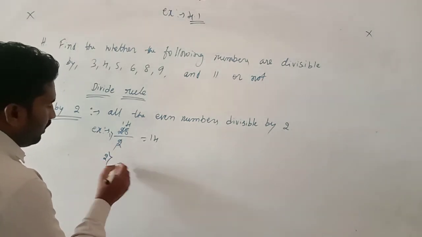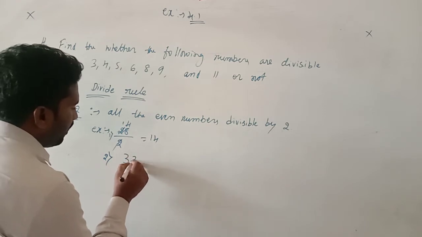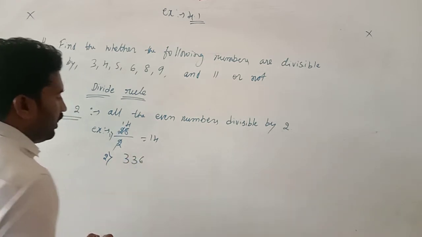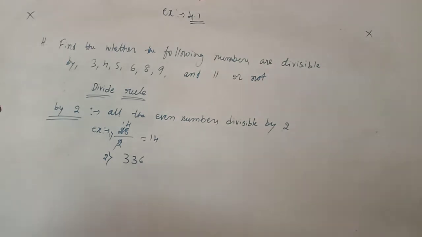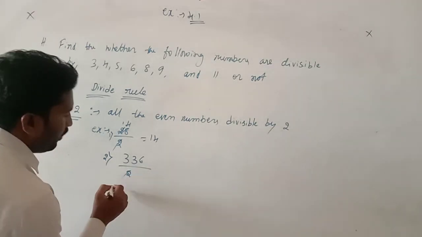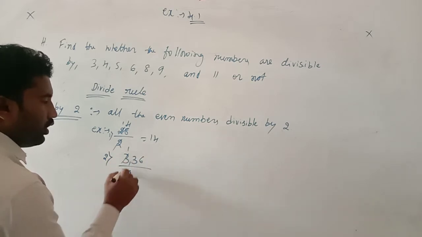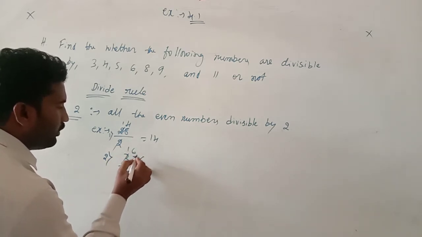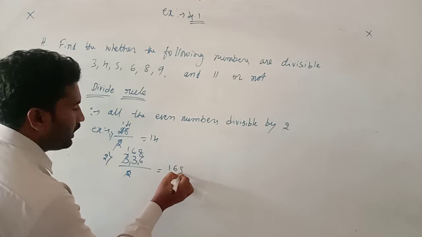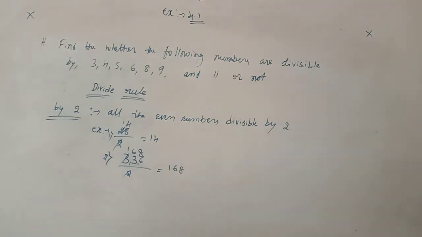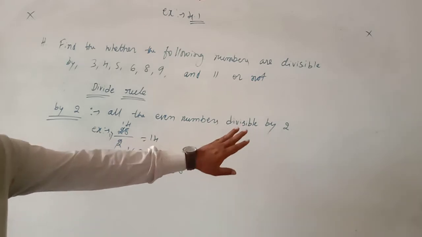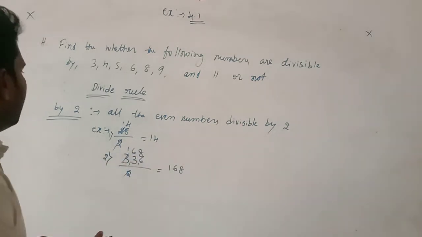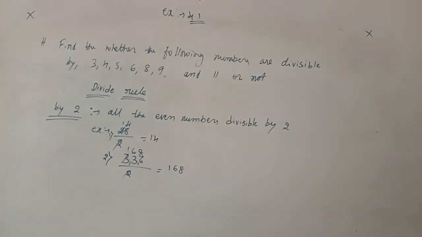So it means all even numbers are divisible by 2. Second example, 336. The last digit is 6. Does it divide by 2 or not? 2 threes are 6, 2 sixes are 12, 2 eights are 16. So we get 168. So all the even numbers are divisible by 2. Okay, so we learned about divisibility by 2.